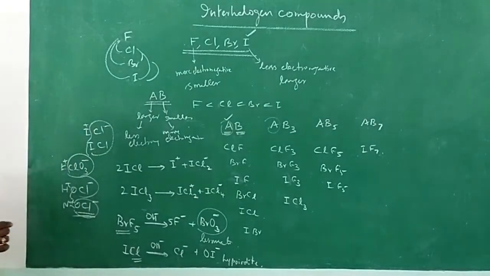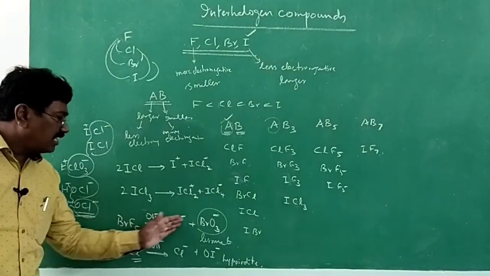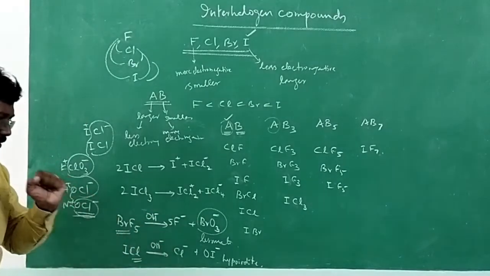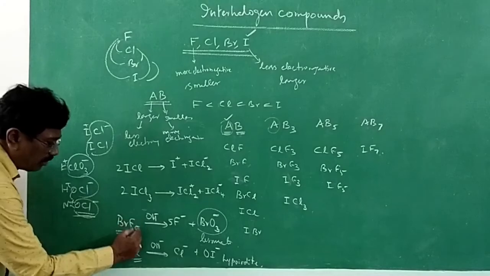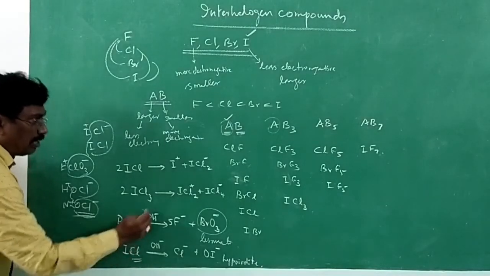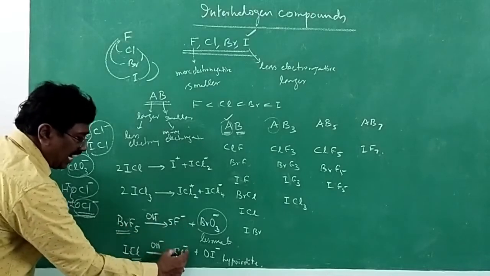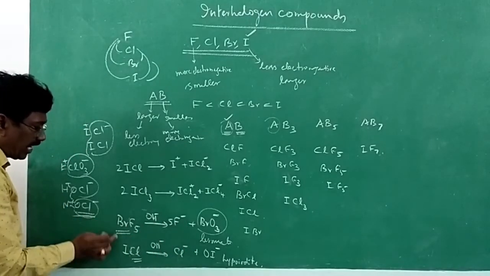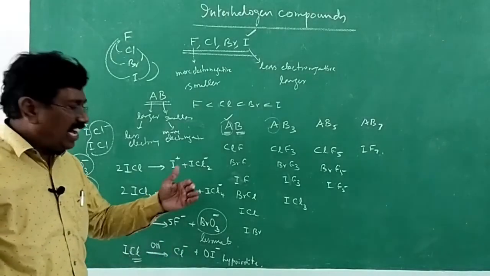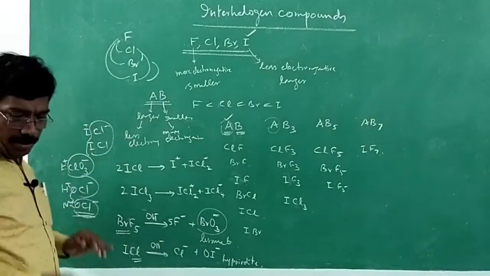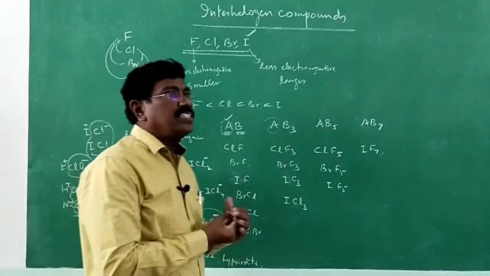All right. So in the presence of alkali, interhalogen compounds can form halide ion. Which one will become halide ion? The more electronegative one. The more electronegative one can form halide ion, and the less electronegative one will form halate ion or hypohalite ion. Likewise it is formed. So these are all the important properties of interhalogen compounds.